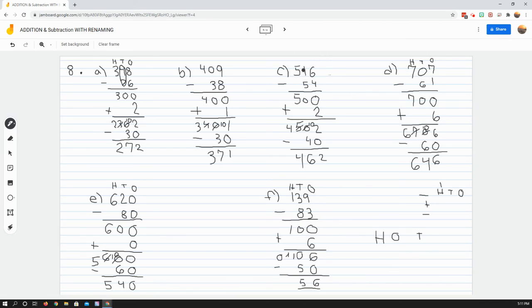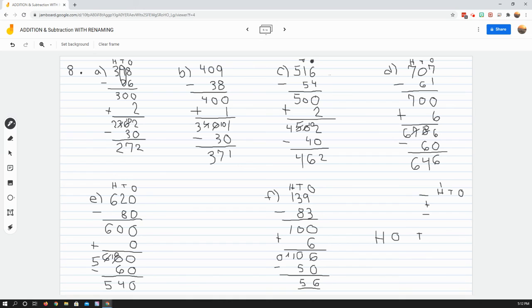If I look at my tens place, I have 1 minus 5. I cannot do this subtraction because I need to borrow. So if I have to borrow something, I'm going to leave it for last. I'm not going to do it. I'm going to leave it for last. So that's why I skipped this. Instead of doing this second, I skipped it and I left it for last.